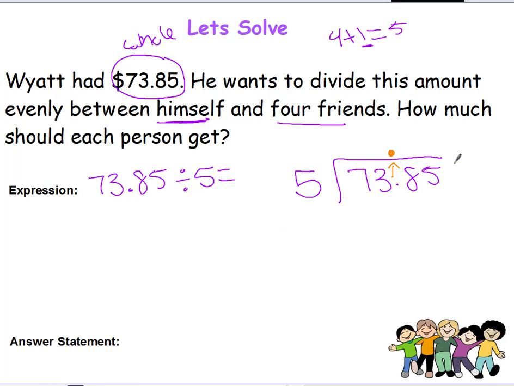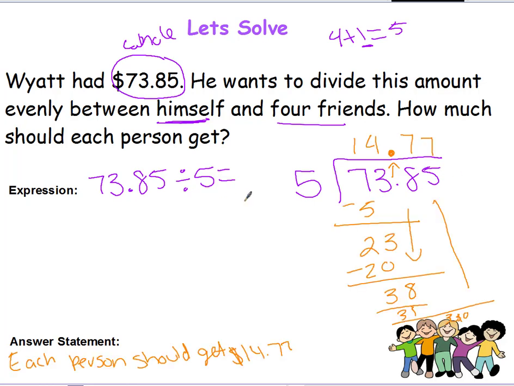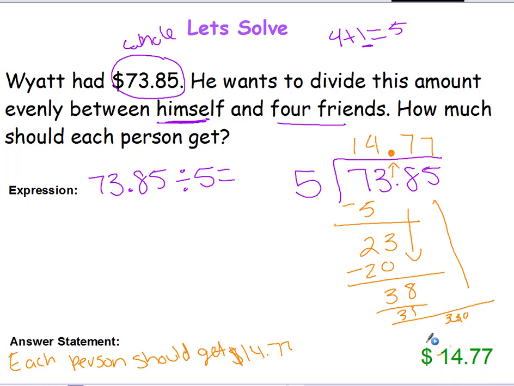Go ahead and pause the video, divide it yourself, and then click play once you have an answer. Okay, you should have gotten $14.77. So each person should get $14.77. If you got it right, you can move on. If you got it wrong, then look at my math problem and match it with yours and see where the mistake was made.